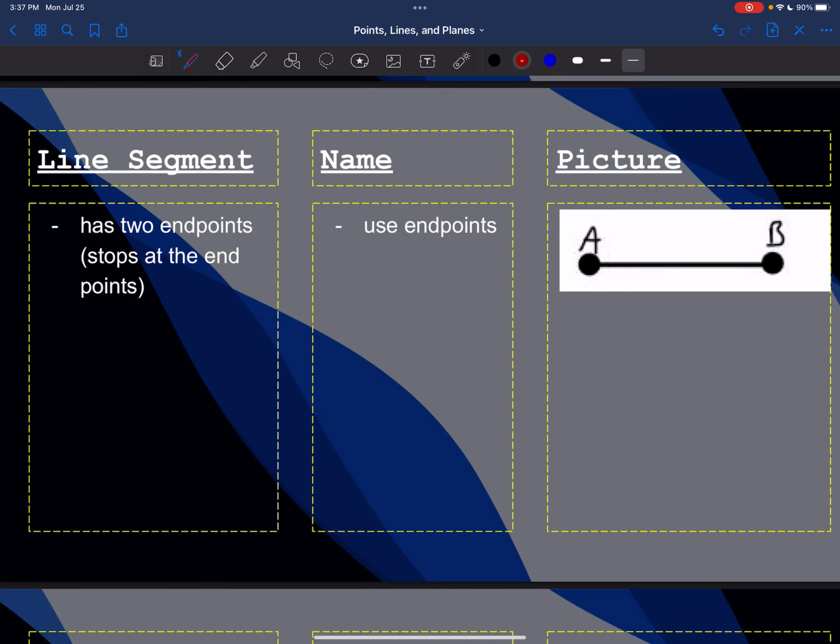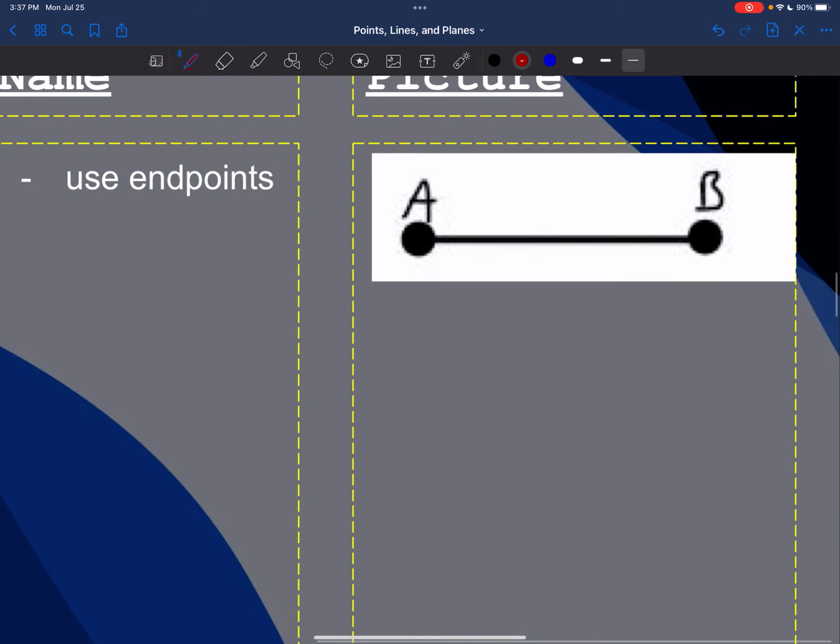Moving on, let's talk about what a line segment is. A line segment is basically a line, except it just doesn't have those arrows on both ends, right? It has those dots, meaning that they stop there. It has 2 endpoints. It stops at those endpoints. Looking at this picture over here, it's fixed, right? It stops here and it stops here, boom.